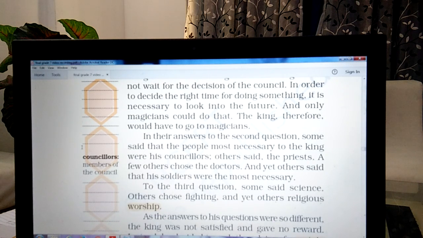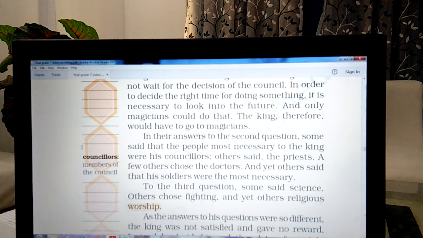To the third question. Now what is the third question here? What is the most important thing for him to do? So let's see. To the third question, some said science, like the king should focus on science and how our nation can progress. And others chose fighting to get more and more areas. And yet others, religious worship.